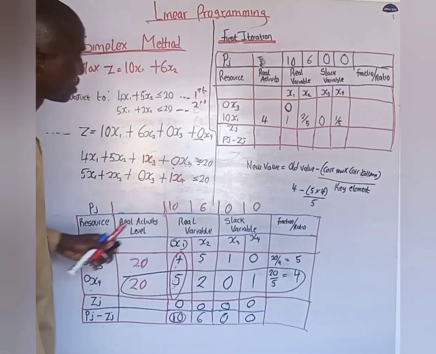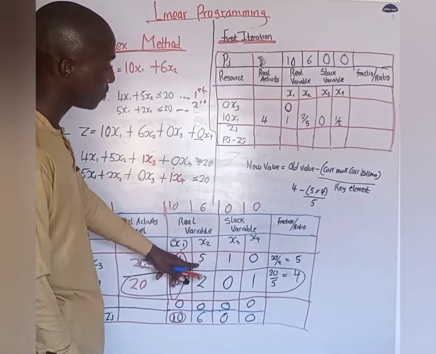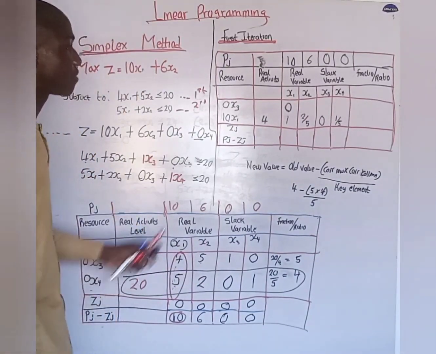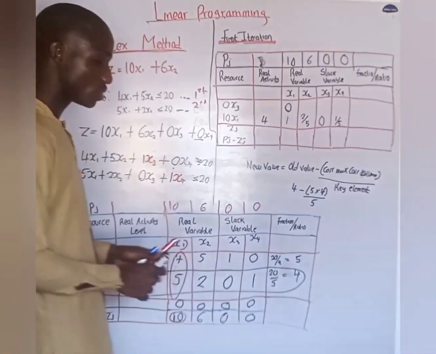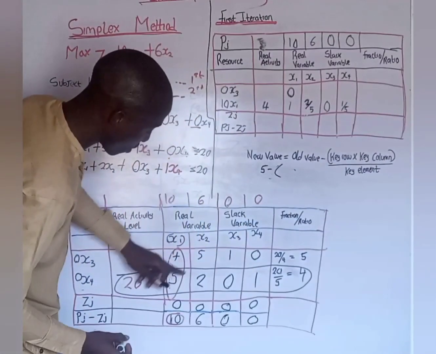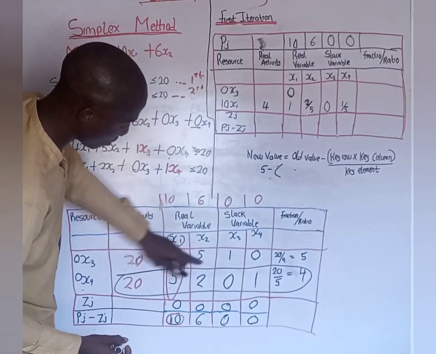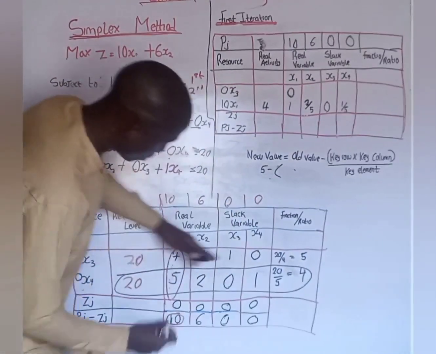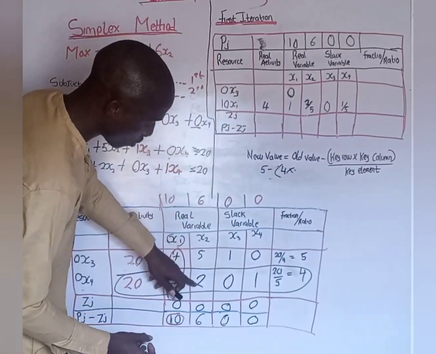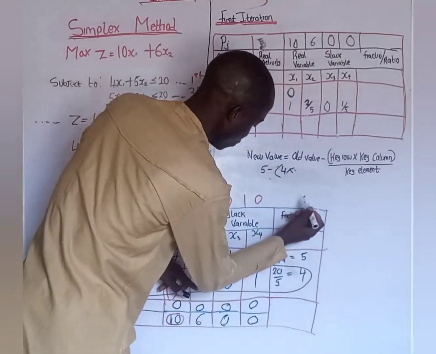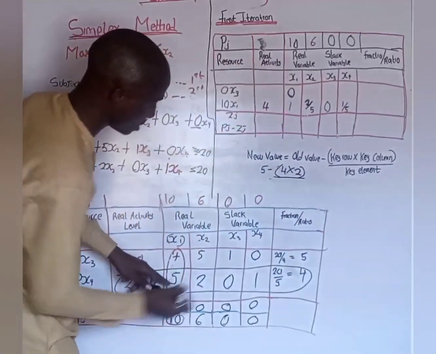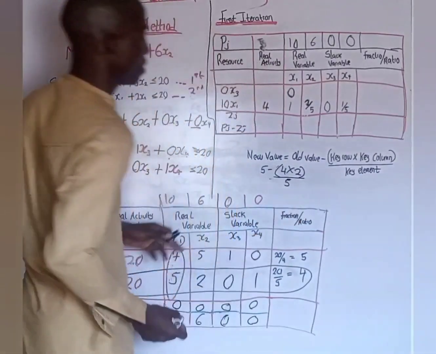Now let's proceed to get the new value of 5. I've gotten the new value of 4, which is 0. You are going to use this 5 minus the corresponding key row element. Don't forget, this is the row and this is the column. So the corresponding key row element is 4, multiplied by the corresponding key column element, which is 2. So 4 multiplied by 2, all over the key element, which is 5.